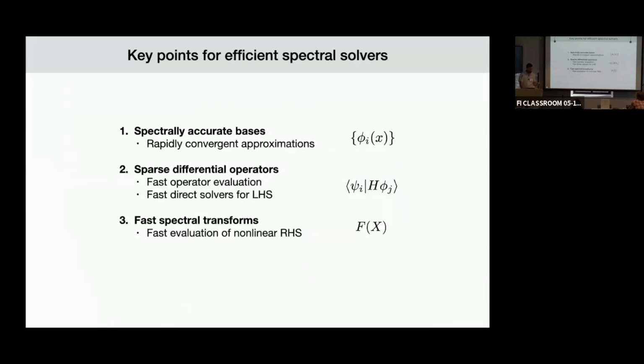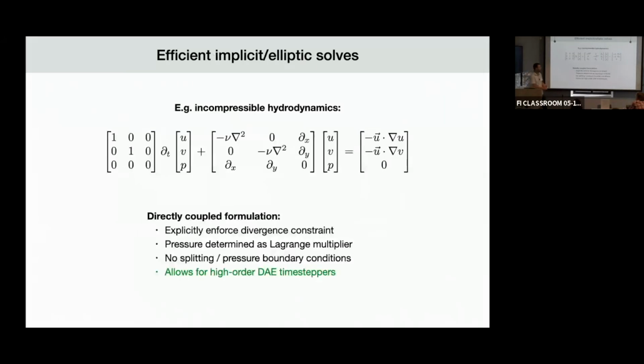Okay, so the three main points of spectral methods to review is that we want spectrally accurate bases that give us rapidly convergent approximations. We want the sparsity in the differential operators, and then we're going to need fast spectral transforms to compute the right-hand sides. One last note before we take a break for coffee.